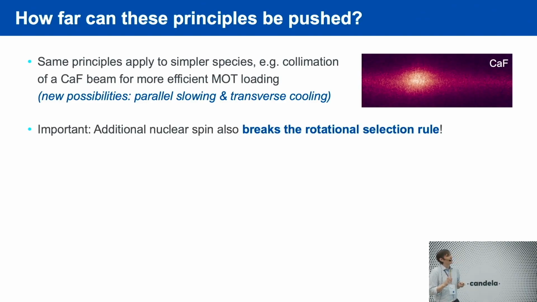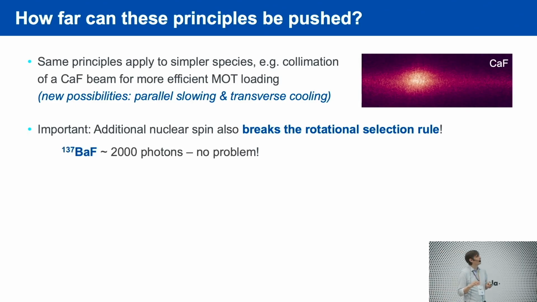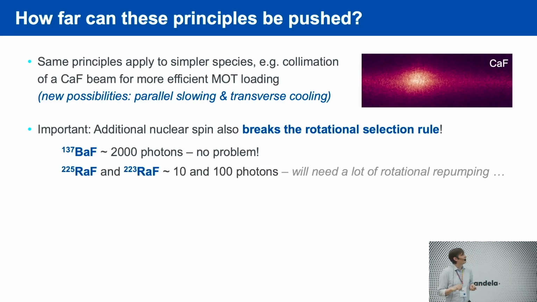One thing I did not mention was that the nuclear spin actually also breaks the rotational selection rule. And that is maybe the biggest downside of this nuclear spin, because, as you have seen with the complexity we can deal with now, for barium fluoride this is not a big problem. We can scatter 2000 photons. That's totally fine, as you have seen. But for other molecules that people are considering and putting a lot of effort into, that basically kills the laser cooling. So radium fluoride, I think, is not going to work.